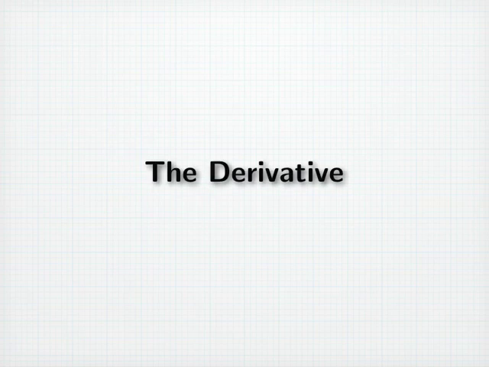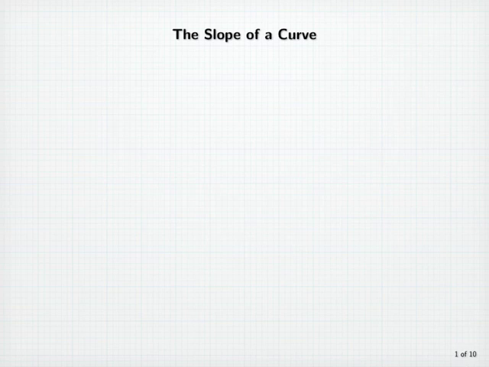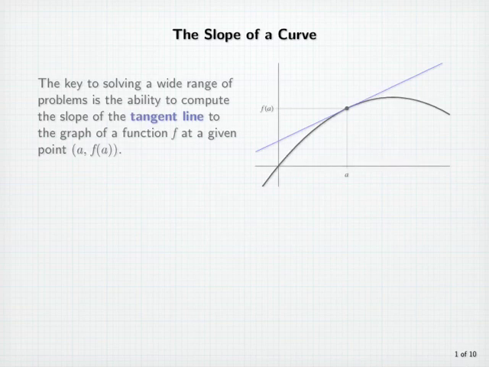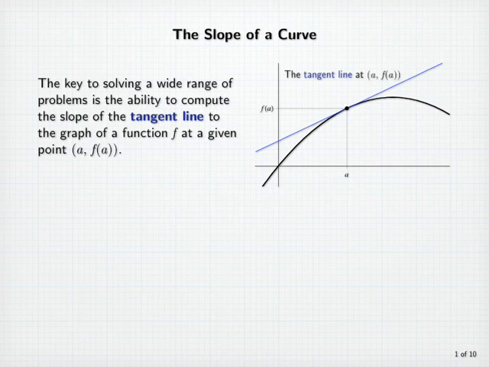The derivative. The slope of a curve. The key to solving a wide range of problems is the ability to compute the slope of the tangent line to the graph of a function f at a given point (a, f(a)).